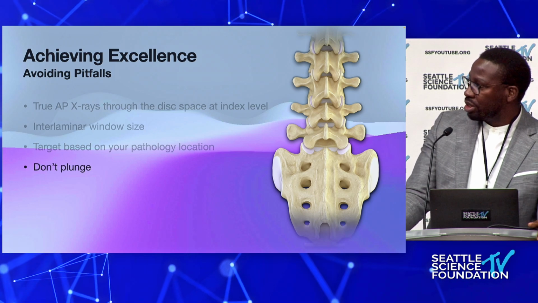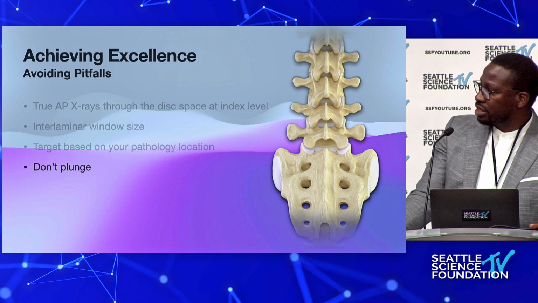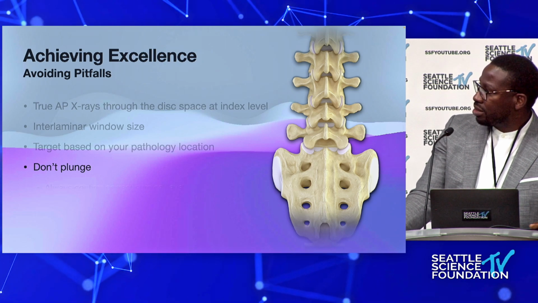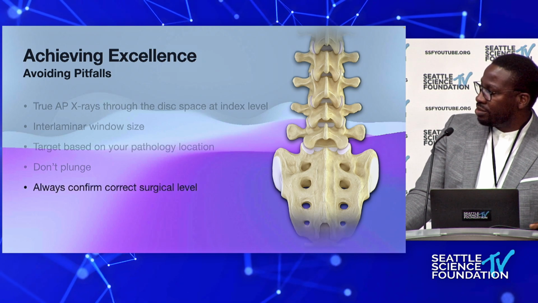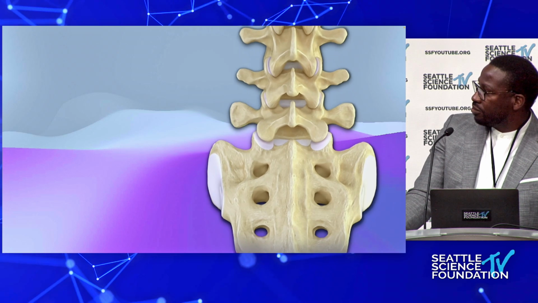And then, of course, you don't want to plunge. That can cause an injury. So some people like to land directly on the ligamentum flavum. I personally like to start on the SAP and then wand down to the ligamentum flavum, feel the ligamentum flavum, give it a little bit, and then you know where you are. And then you always want to confirm your surgical level.